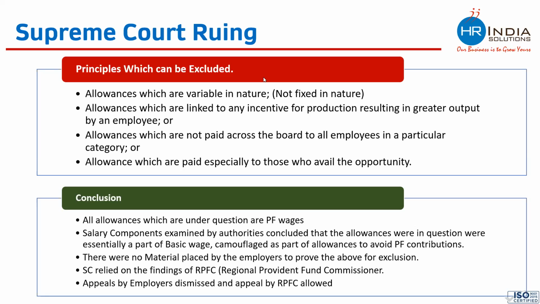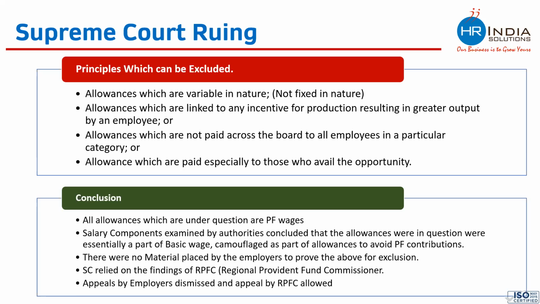So what the Supreme Court has ruled is that the components which can be excluded from the PF contribution are the following. They can be allowances which are variable in nature, not fixed in nature. It means any variable pay that you are paying to your employee, which is not part of their gross salary and is paid only on some special category criteria, like the incentives.